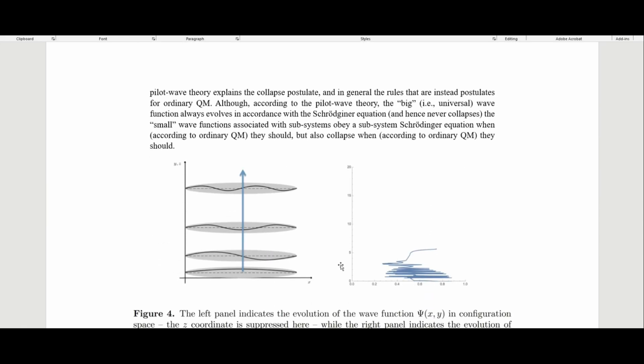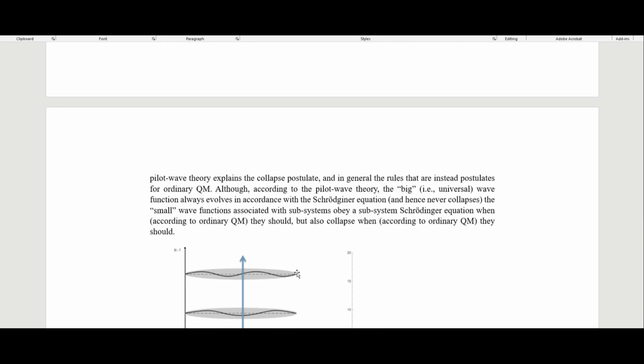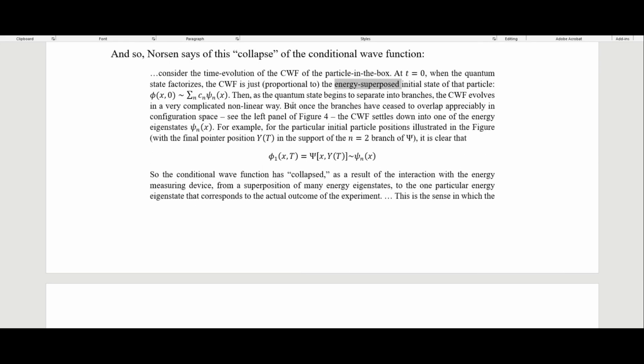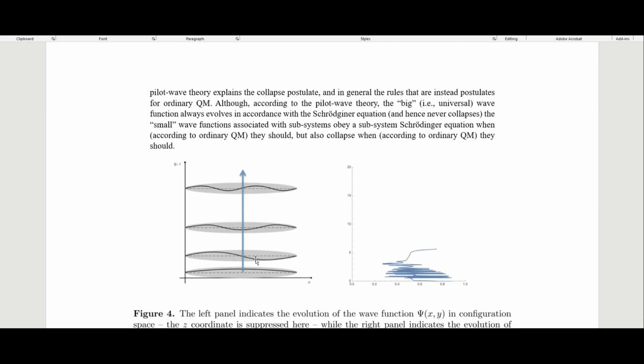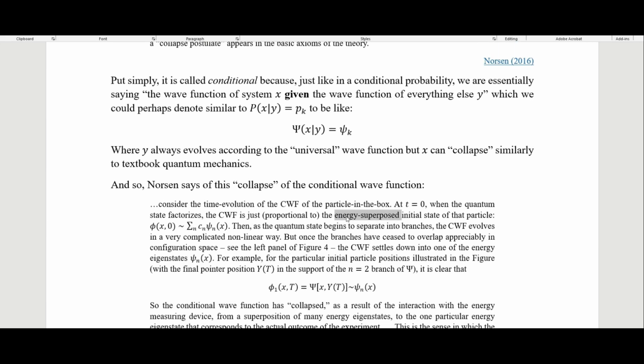And so we're looking at this figure again. He's going to be talking about this figure again. We're looking at these islands here before they have separated from each other. And that's what he's talking about here, this energy-superposed initial state of the particle. Right here, he's showing that it's a superposition of them.